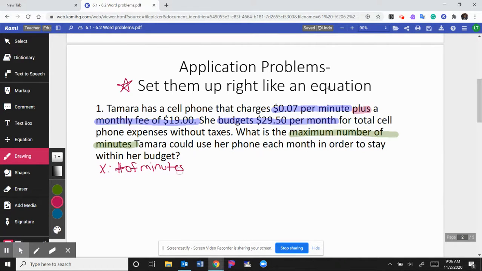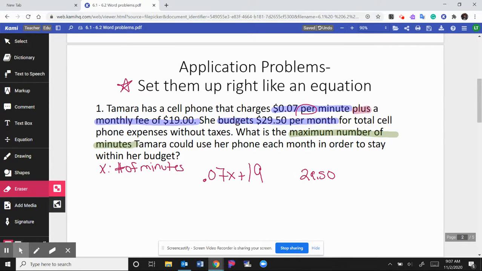So our variable x is going to be number of minutes. After that, we're looking to see, do we have a total? And yes, we have a total here of $29.50. I'm going to put that on the end, and I'm just going to put an equal sign there for right now as a placeholder. Then it says 7 cents per minute, this word per here, so it's going to be 0.07x plus a monthly fee of $19. So we now have this set up right like we would an equation. But remember, it's an inequality, so we actually are going to erase this equal sign here.